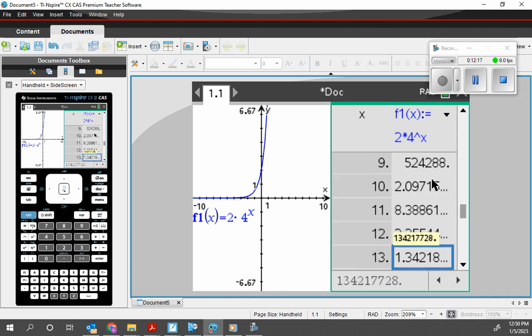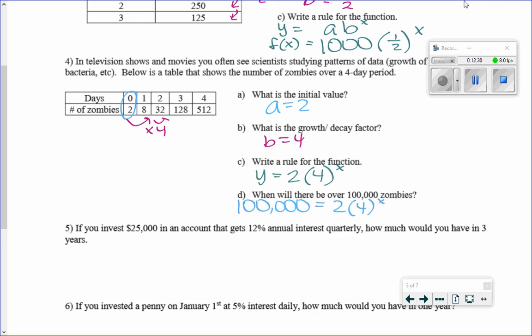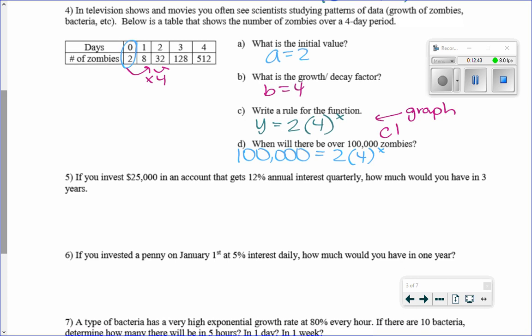So we need to scroll down to see where y is greater than 100,000. So y is first greater than 100,000 when x is 8. And then it just keeps growing exponentially. Great. So let's write down those steps real quick so that you know how to do that. We graphed this. And then the shortcut is Control T for table. And then we look for y, where y is first greater than 100,000. And it was after 8 days.